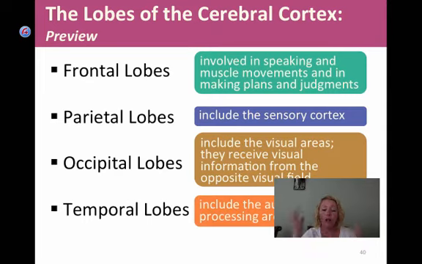And then our temporal lobes, which are our temples. This is predominantly where auditory processing takes place. So again, you need to make sure that you can identify and describe the four lobes: frontal, parietal, occipital, temporal.